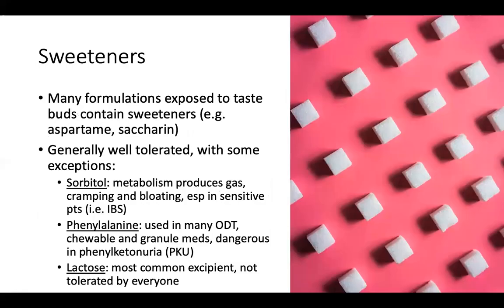Moving on to sweeteners. Many formulations are exposed to our taste buds, so they have to contain sweeteners, for example aspartame or saccharin. Generally these are well tolerated, and some exceptions might be sorbitol, because it might produce gas, cramping, and bloating, especially in sensitive patients like those with irritable bowel syndrome, and then phenylalanine. Those can be used in orally disintegrating tablets, the chewable or granule meds, and that can be dangerous in PKU. And then lactulose, it's the most common excipient in there, and it's not tolerated by everyone.